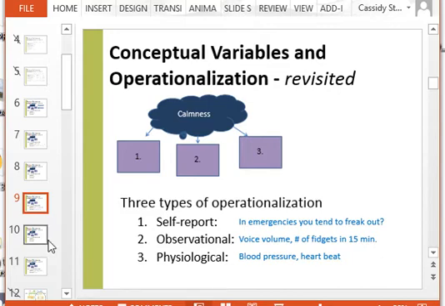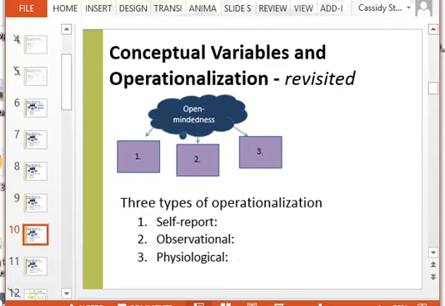Here's another one. Open-mindedness is the construct. How would we measure this? So take some time here, pause the video.